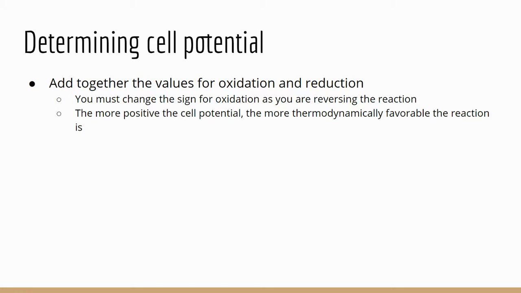To determine cell potential, it's pretty straightforward. You add the value of the oxidation to the reduction. You're going to end up changing the sign for the oxidation because you're reversing the reaction. Then you want a positive E cell. The more positive it is, the more thermodynamically favorable the reaction is. A negative E cell is not thermodynamically favorable.